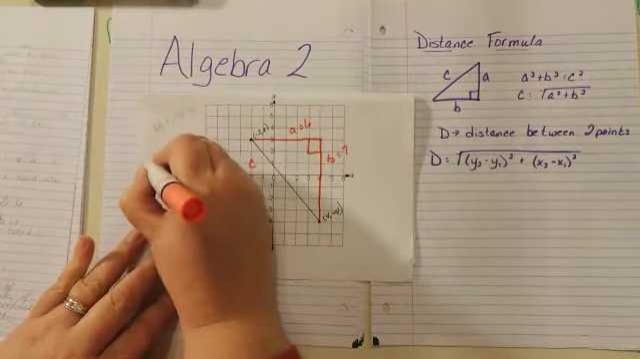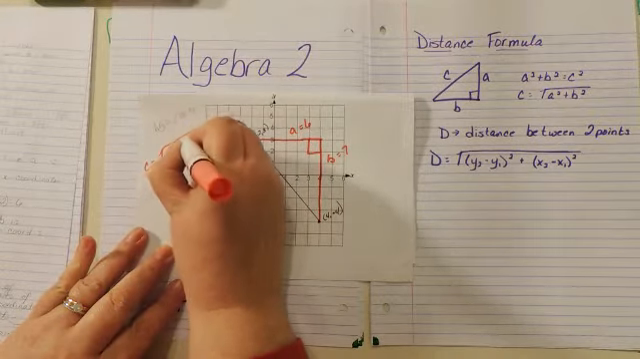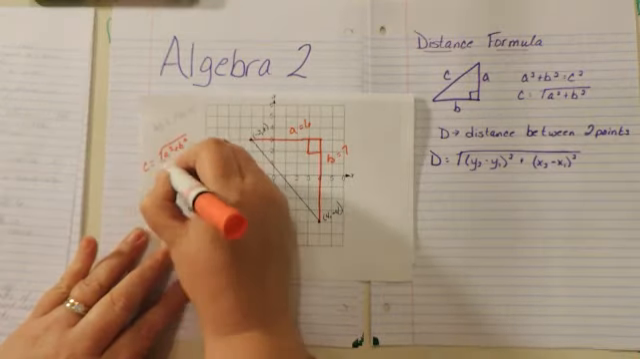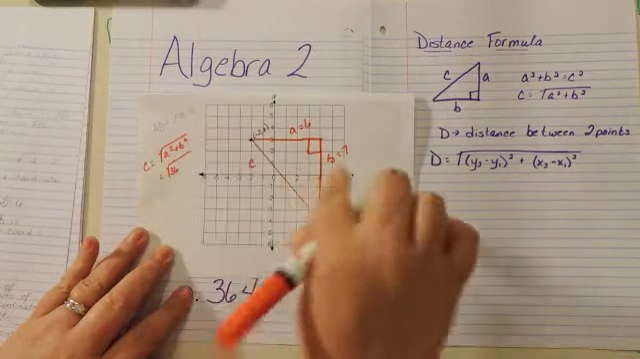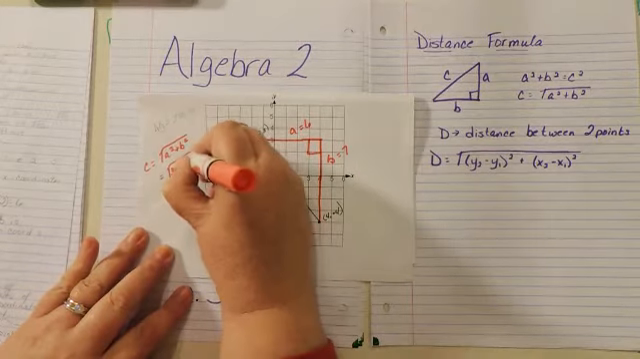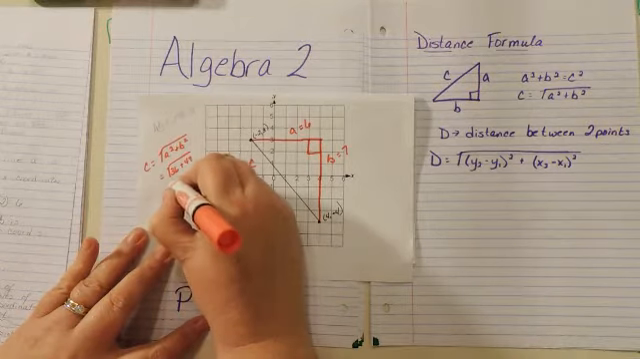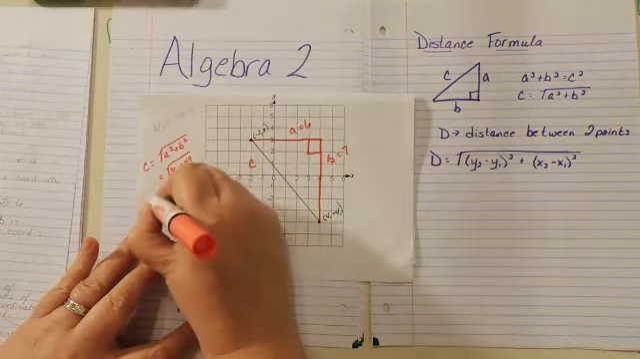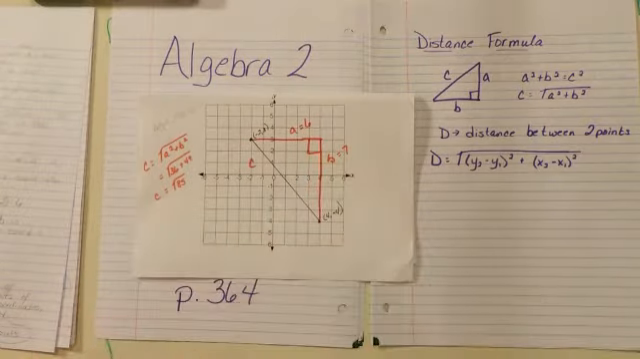So we know that C is going to equal the square root of A squared plus B squared, or it's going to equal the square root of 6 squared, which is 36, plus 7 squared, which is 49. And that actually equals 85. So the square root of 85 is what C equals. Okay? We can find this out without having to draw the whole triangle thing.